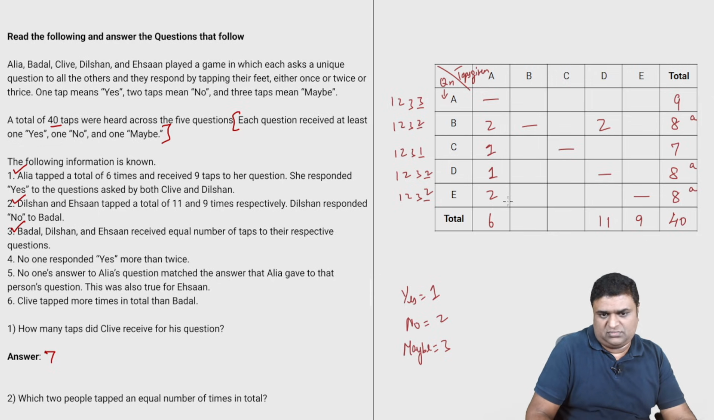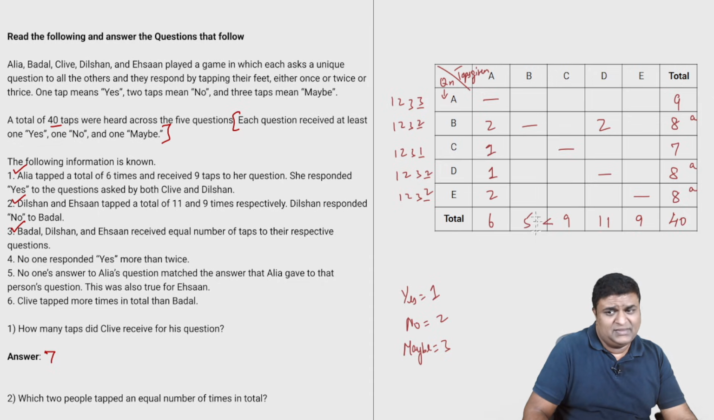Clive tapped more times in total than Badal. Clive is more than Badal, right? So this is more than this. And what are the possible values? 26. We're left with 14. 14 over here can't be 7, 7. Can it be 8 and 6? Yeah, 6 is fine. Can it be 7 and 9 and 5?